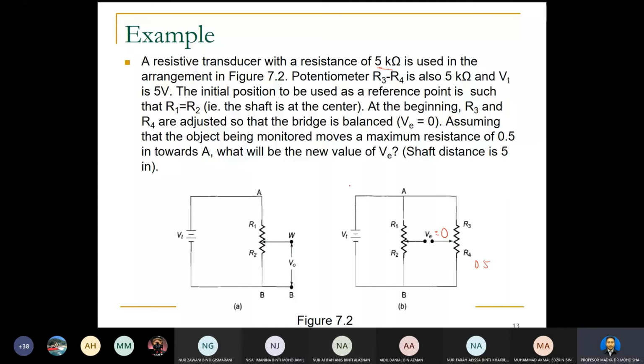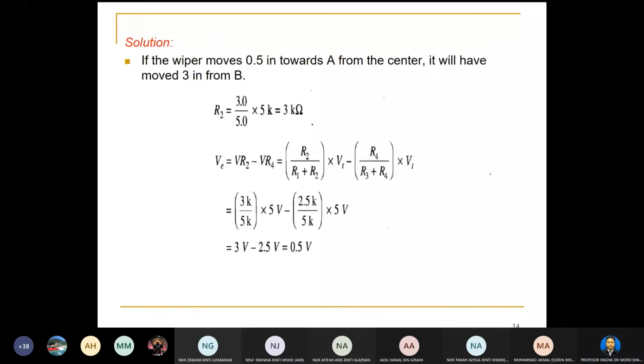The total length of the shaft is 5 inch. So first you have to calculate the resistor R2, similar to before.